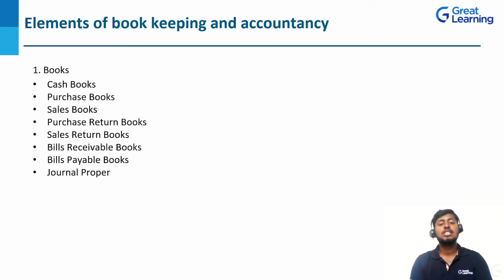Next, bills payable books. Whatever the bills or vouchers the company needs to pay to others, that is the liability, correct? So that they are going to maintain in the bills payable books.